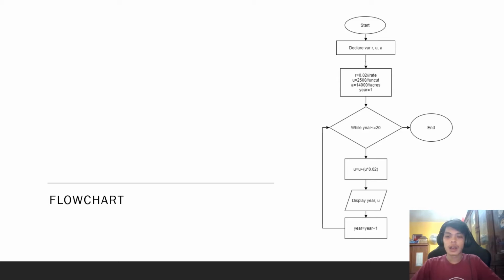After that, there is an index update at the last step, and the loop will come back to the year check until the condition is satisfied at year 20. When year is equal to 20, then the program will end.